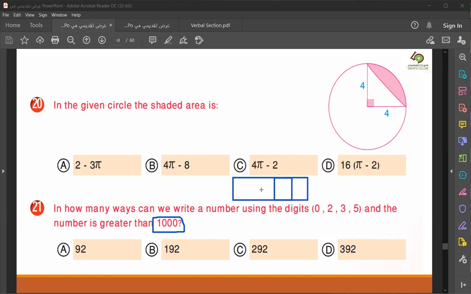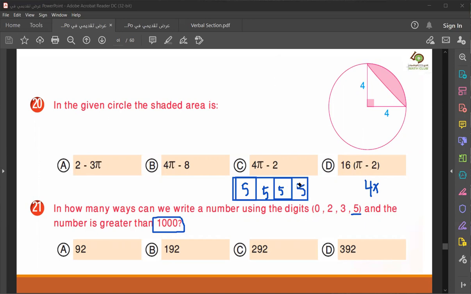I want you to pay attention. I think these are nice questions. Okay, now, digits 0, 3, 2, 5. We can write 5 in the left, or in the hundreds, or in the tens, or in the units. No problem about 5. So 5, I can use it in 4 positions, right? No problems.